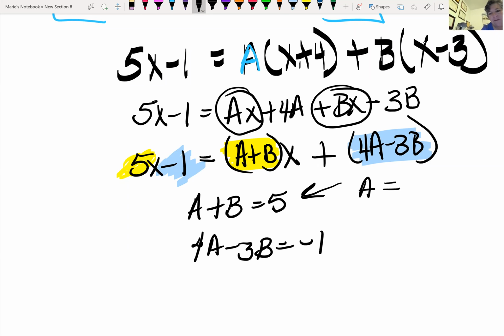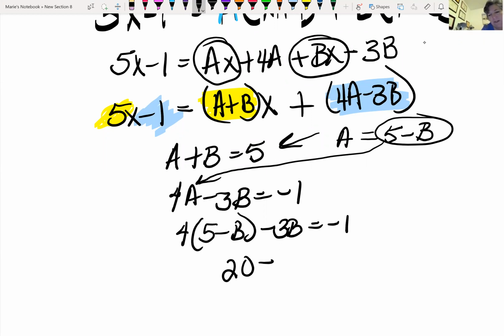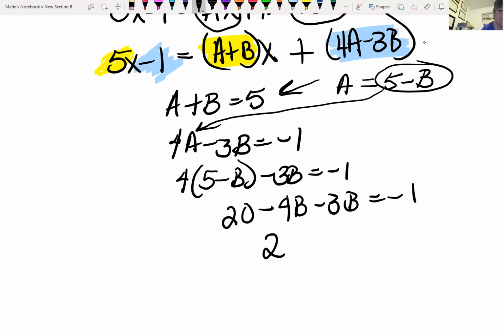So I'll solve for a in terms of b. So this will be 5 minus b. I'll subtract the b on both sides. And then I'm going to take this 5 minus b and substitute it in there. So now I have 4 times 5 minus b minus 3b is equal to -1. This gives me 20 minus 4b minus 3b is equal to -1. And so 20 minus 7b is equal to -1.